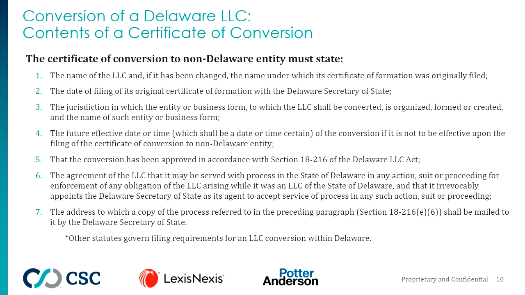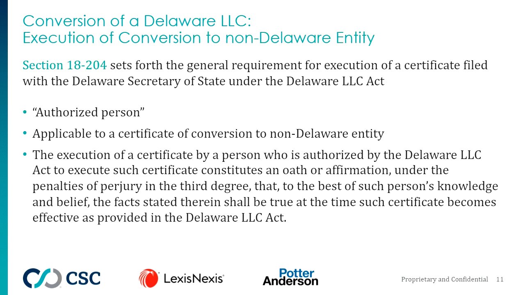So if a Delaware LLC is converting to a Delaware limited partnership, you'd have to look at Section 17-217(b) of the Delaware Revised Uniform Limited Partnership Act, which requires the filing of a certificate of conversion to limited partnership and a certificate of limited partnership, and it sets forth the information that has to be included in those certificates. And I think we'll actually get into that a little bit more later on in the presentation as well.